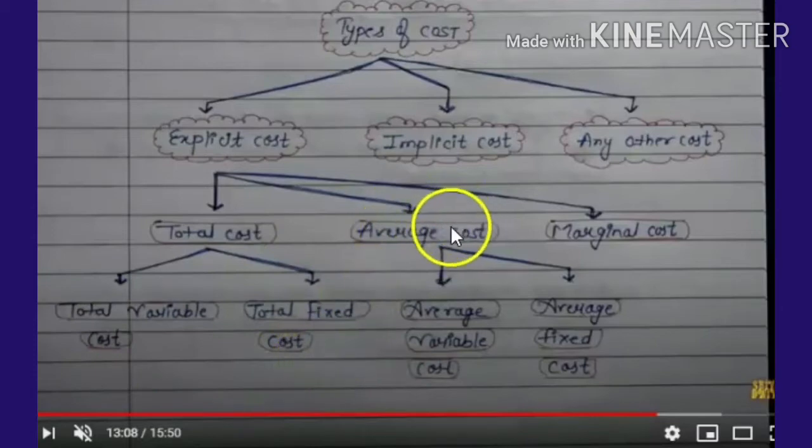Next, average cost. The averages that we get from the variable factor cost is known as average variable cost, and the averages that we get from the spending on fixed cost is known as average fixed cost. So it has been classified like this. This division of explicit cost is what you have to study.